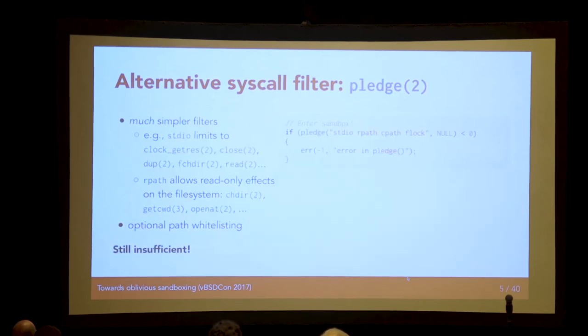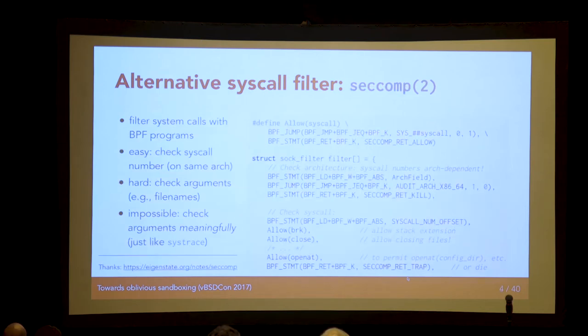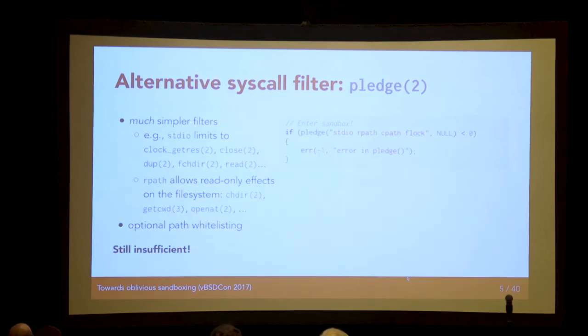Okay. Also, there's another BSD that has a mechanism for filtering system calls, and this is pledge. So this does not look like a lot of fun to write. And, well, it wasn't a lot of fun to write, even to adapt from what somebody else had written. So pledge allows you to do the same thing, but in a much simpler way.